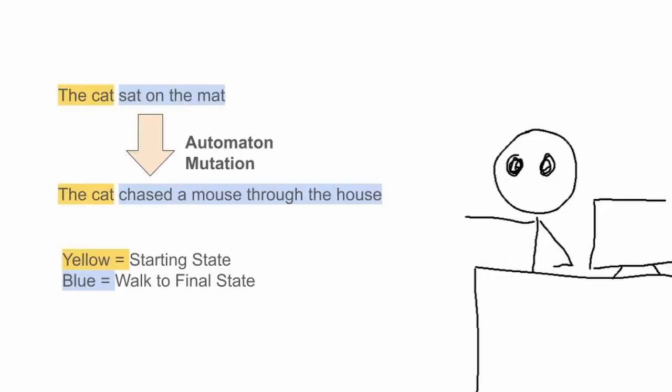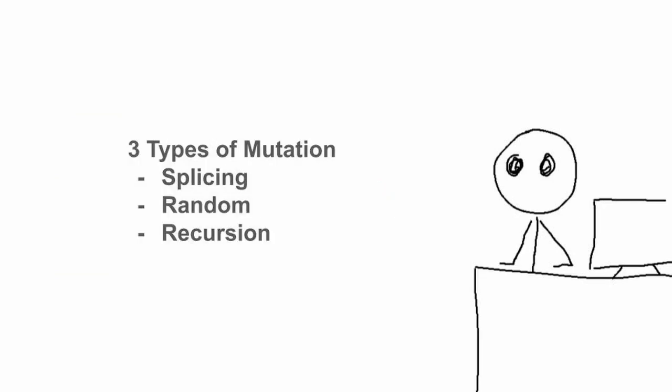Let's go back to the cat example. So as we see here, the cat in yellow, this is the starting state. All that's needed to generate a new input is to have that starting state, and then the blue, which is the walk to the final state, can literally be anything else. And this mutation is obviously much more diverse and much more aggressive than the parse tree. But we can even get more granular than that. There are 3 different types of mutation operators that can happen with the grammar automaton.